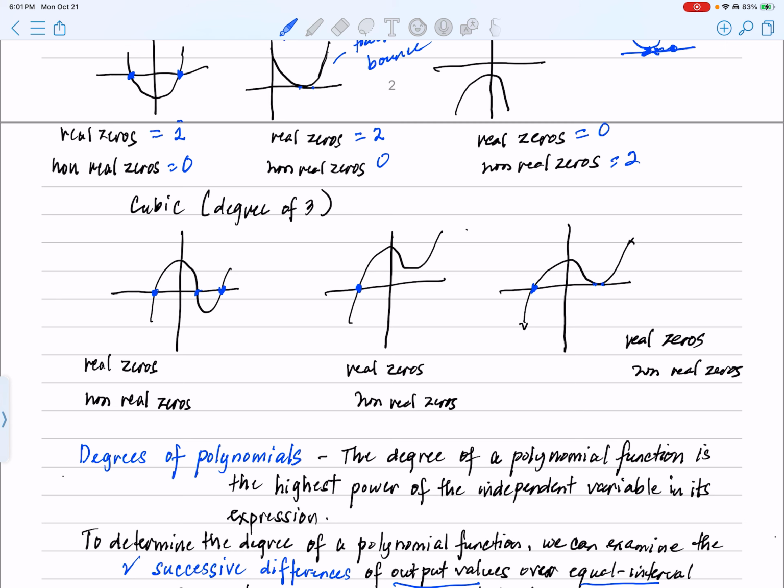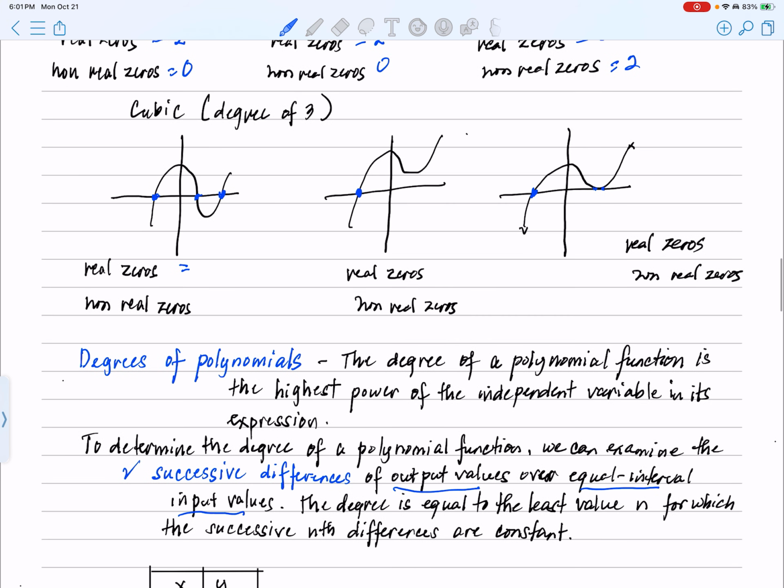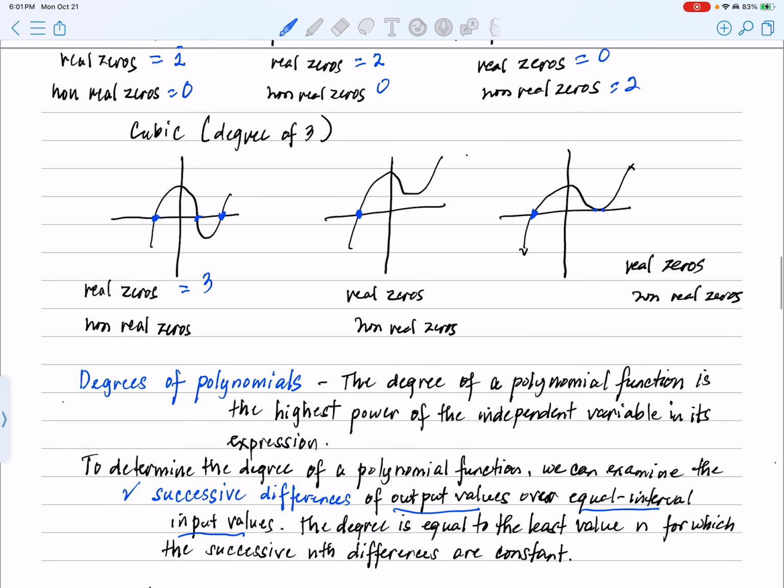All right. If the graph is a cubic graph, I have it here, 3 points. It intersects at 3 points. So the real zeros is 3. Remember, it should sum up to the degree, so 3 plus 0 is 3. In this case, this is still a cubic graph. It intersects the x-axis only one time, so that's 1. It should sum up to 3, so the non-real is 2. 1 plus 2 is equal to 3.